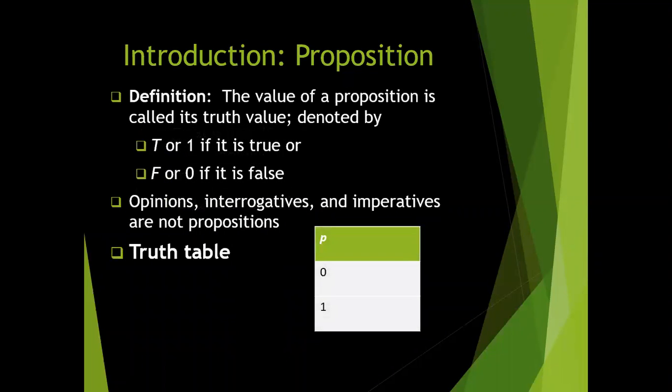Introduction to propositions. Definition: as we know, a proposition is a statement which is either true or false, but not both. The value of a proposition is called its truth value. All propositions return some value, either true or false. Capital T or 1 stands for true, and capital F or 0 stands for false. That is known as the proposition's value.